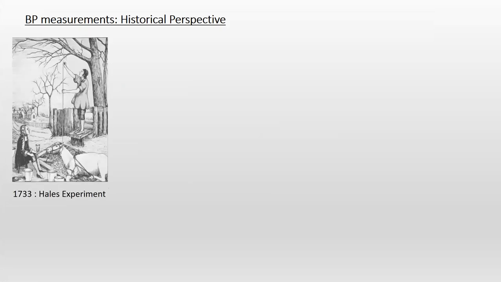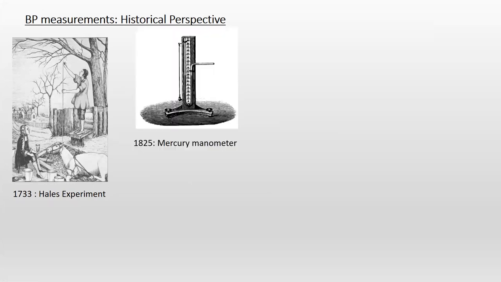So I always start with history. I think it's fun. So 1773 was the Hales experiment. Stephen Hales demonstrated that blood rose to a height of 8 feet, 3 inches in a glass tube, which he placed in the artery of a horse. And the horse kept dying because it was a carotid artery. And obviously this could not be reproduced in humans.